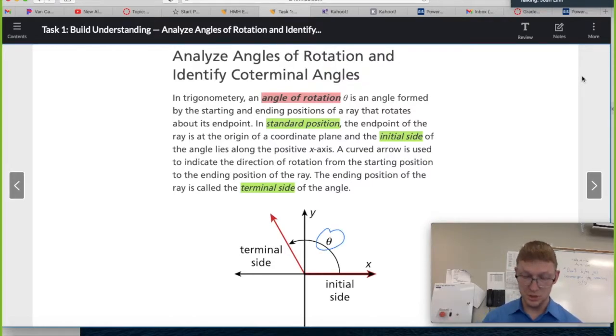You can always just assume that we are starting in standard position. The first side is here along the x-axis. The terminal side is the one that's going to move. That's the varying thing. Again, the terminal side is also going to start at the origin, and it's going to come out at some angle theta in relation to the initial side.